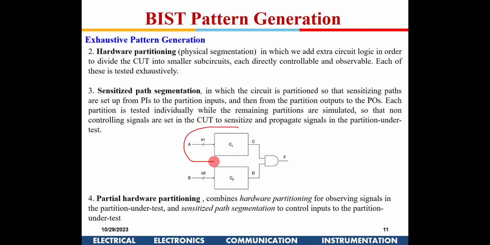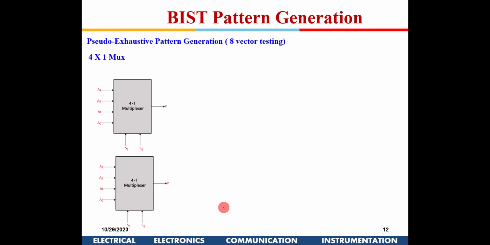You could divide the circuit like this, because the signal is moving like this across a circuit. So this is one path. There could be n inputs, a set of inputs going into this block, a set of inputs going to this block. But as per the path, you could do the testing, and then you could have some partial hardware. This is a combination of these two again. So these kinds of things can be done for exhaustive pattern generation.